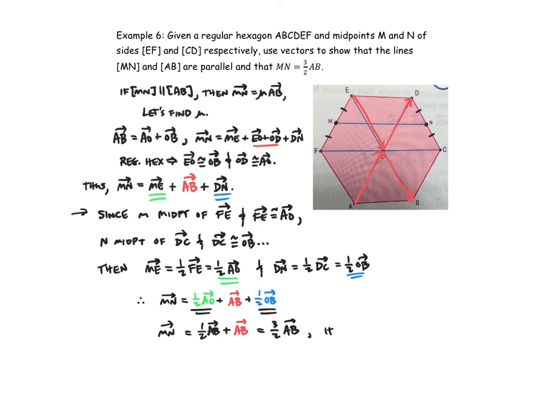All right, hence MN is parallel to AB. I found mu is equal to 3 halves. So they head in the same direction. And MN is 3 halves the length of AB, thus, as well as MN is equal to 3 halves AB.